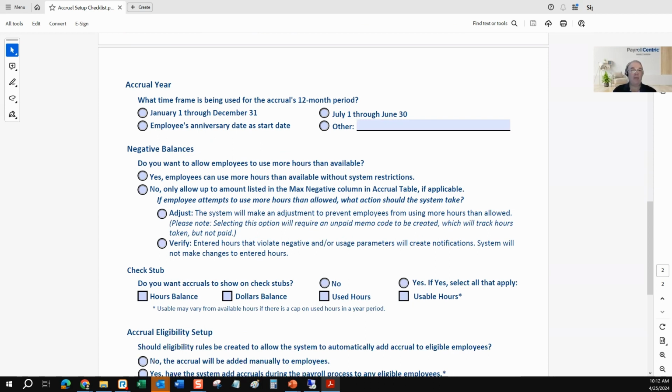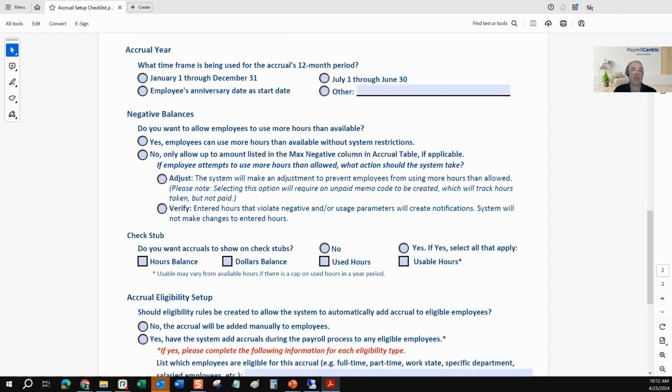And then negative balances, this is going to be where you have questions about, do you want to allow employees to use more hours than available in the scenario that I just mentioned? And you can give us information on that, how we would put that into play.